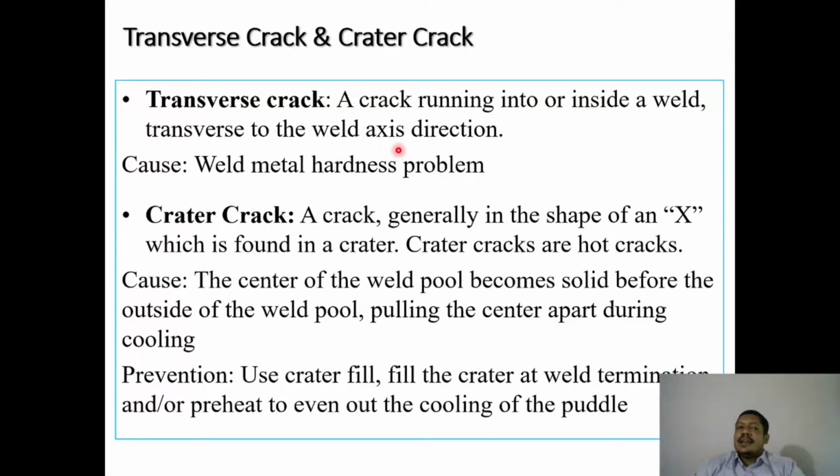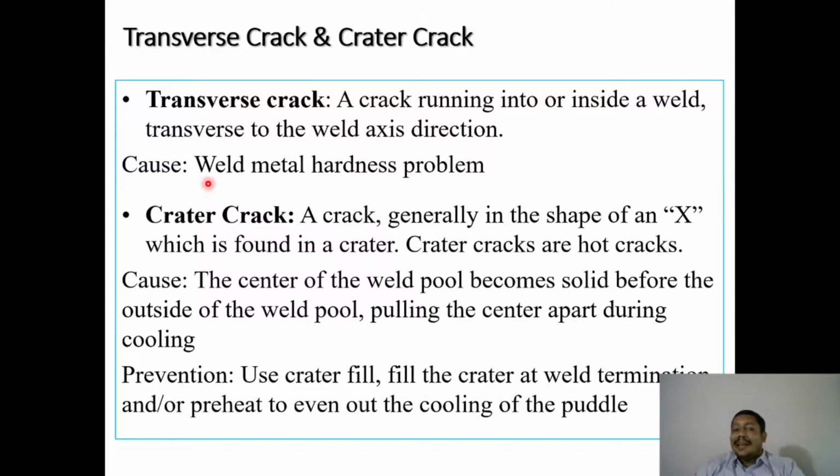The next crack is called the transverse crack, a crack running into or inside a weld transverse to the weld direction. The cause is a weld metal hardness problem. So a crack running into or inside a weld transverse to the weld axis direction is called a transverse crack. And the reason is that the hardness of the material is not uniform. So this is a material dependent issue.